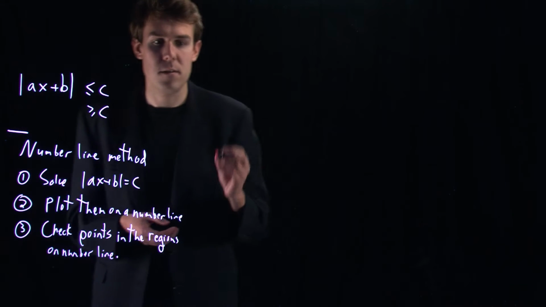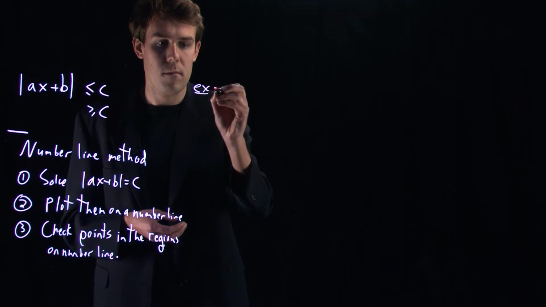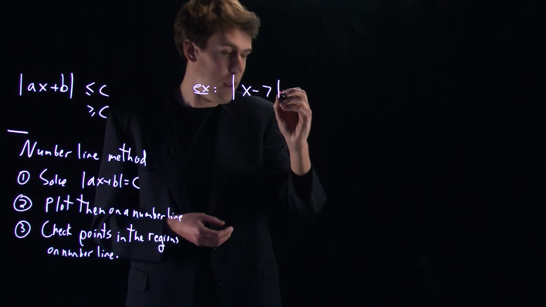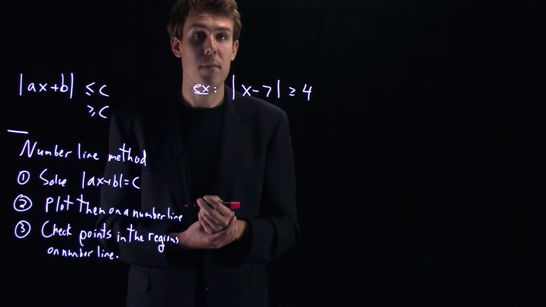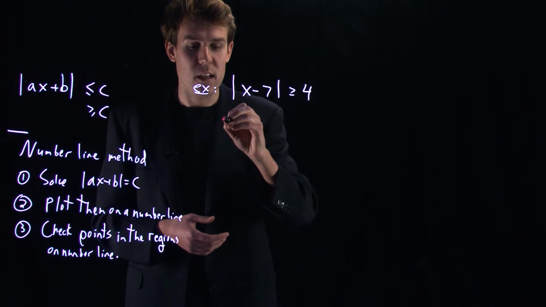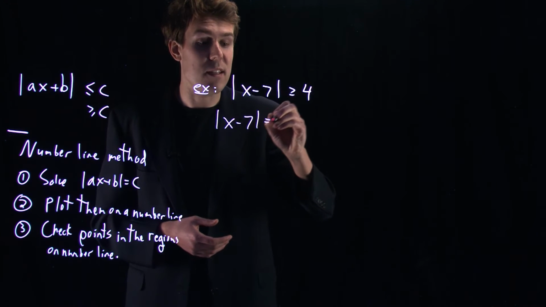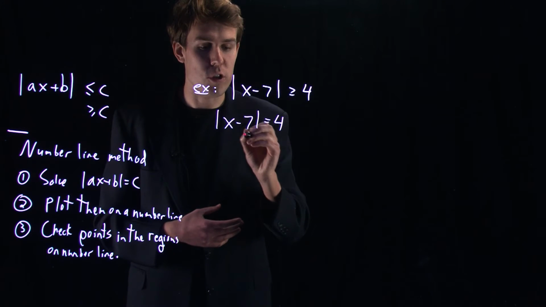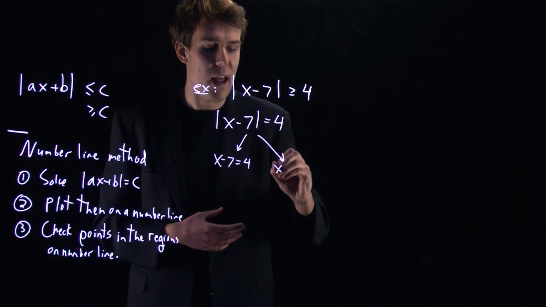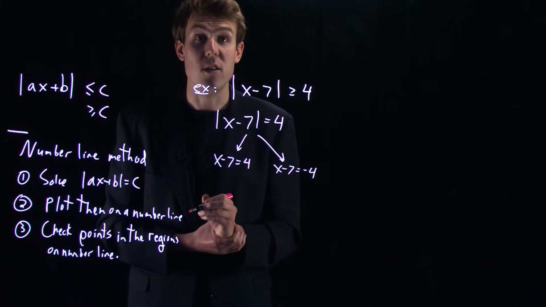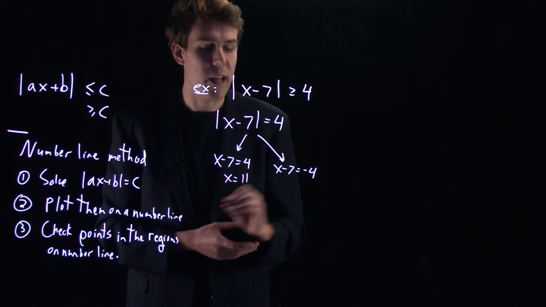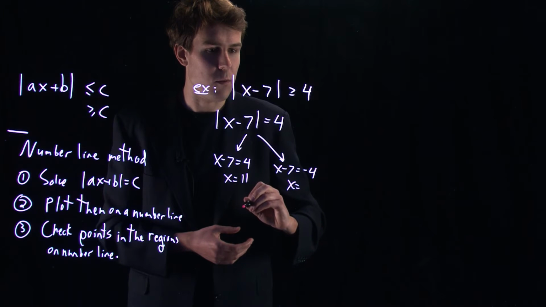So let's look at an example of this. Absolute value of x minus 7 should be greater than or equal to 4. To solve this, we start by solving the corresponding equation. We look at absolute value of x minus 7 equals 4. I know this has two solutions: x minus 7 equals 4 is a solution, and x minus 7 equals negative 4 is also a solution. So this gives me x equals 11, and this gives me x equals 3.